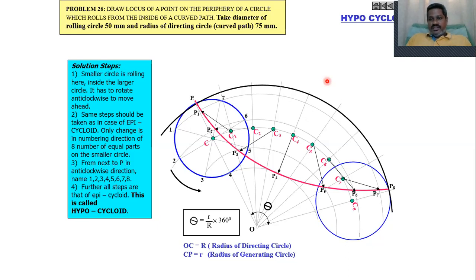Now let me move further to see what a spiral is. In our last session, I already defined what a spiral is. A spiral is nothing but the path traced by a point when it is revolving about a center or about a point, and that point also moves towards the center.